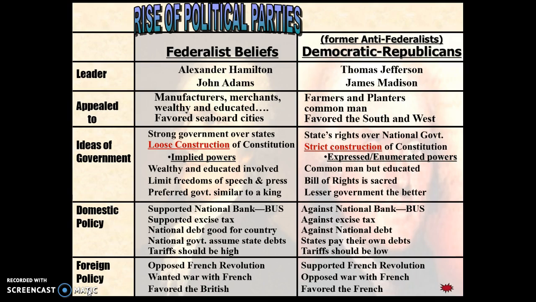On the other side, Jefferson and Madison are more representing the common man. They wanted strict construction of the Constitution to limit it to just what it says.